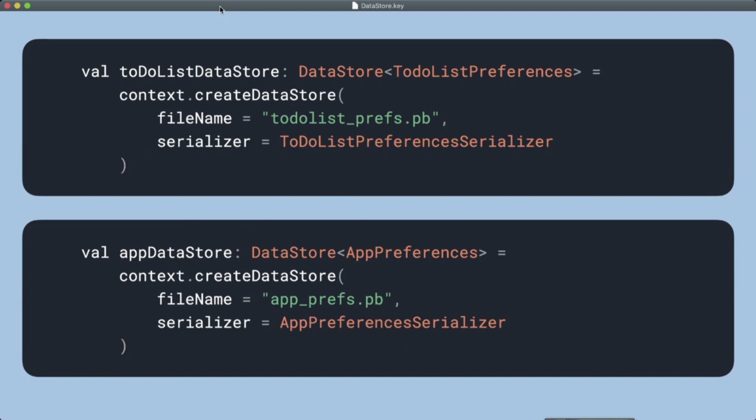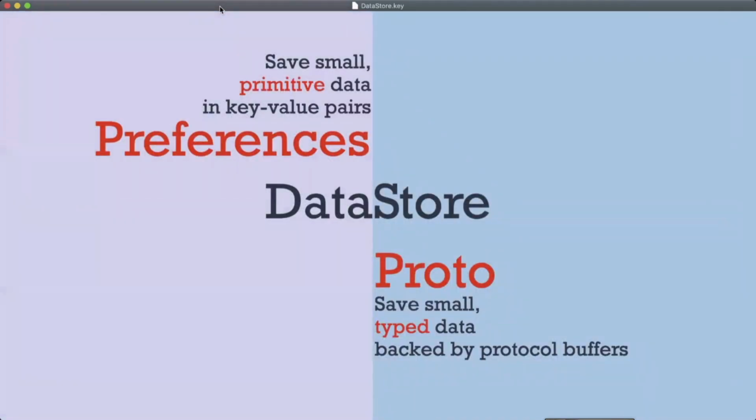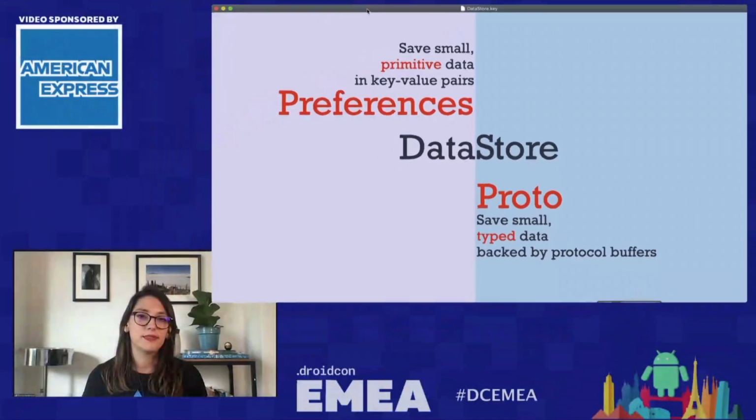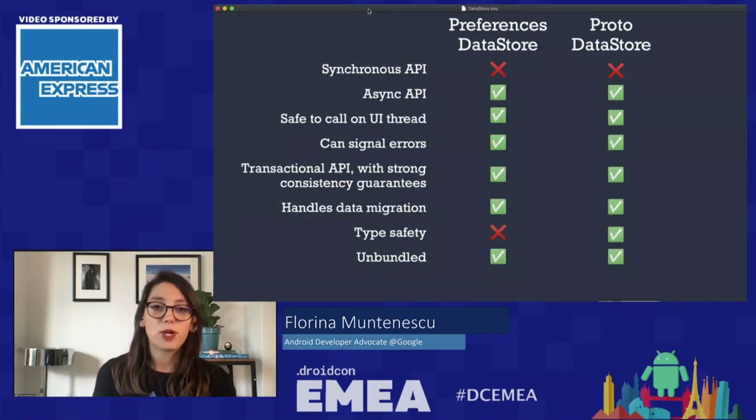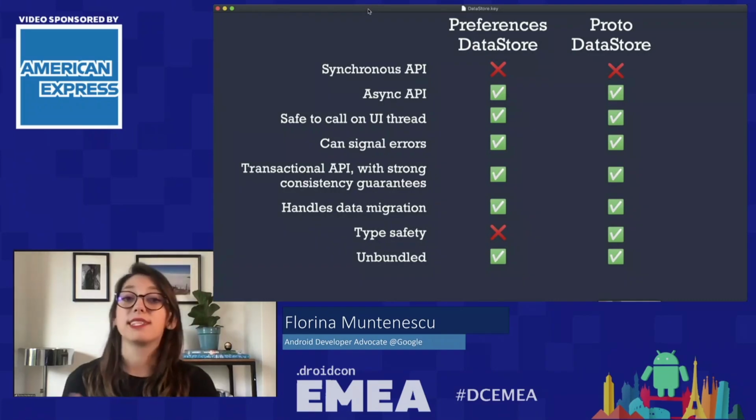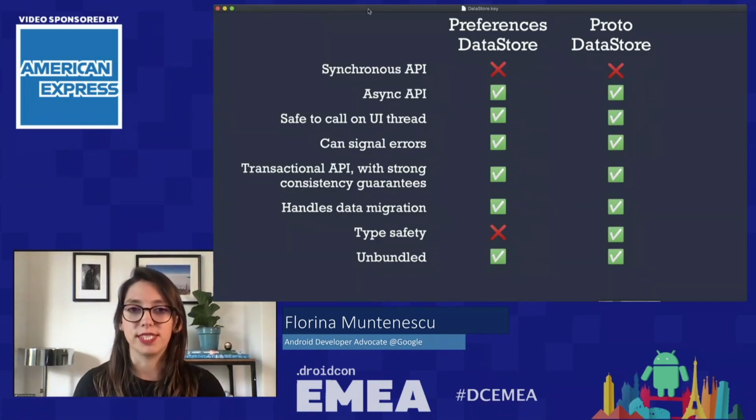At the same time, there is a balance that needs to be reached between how many files you read, because in the end, it still takes a while to open and close the files, but keep in mind that you can still do this. So, preferences and Proto DataStore. We said that they bring all of these advantages and disadvantages compared to shared preferences.